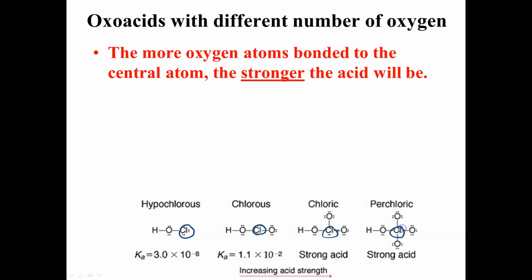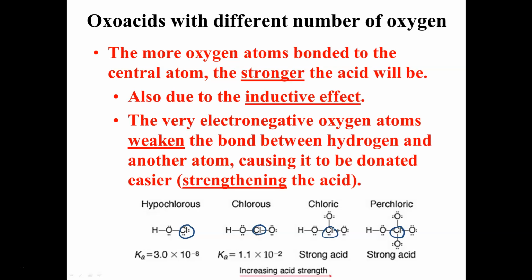But look at the difference here with number of oxygens. Okay, it's increasing as you go towards perchloric acid. So, being electronegative, the more oxygen atoms bonded to the central atom, the stronger the acid is going to be. So it's also due to the inductive effect. There's way more electronegativity all around the central atom here.